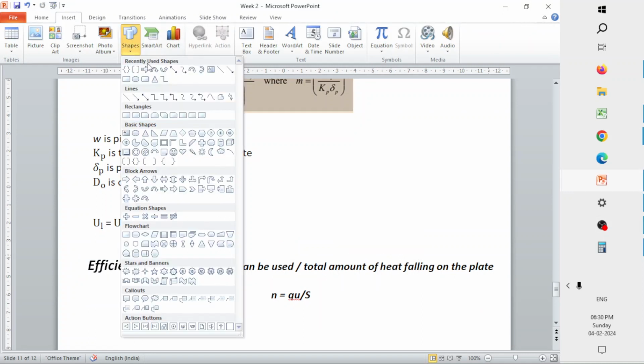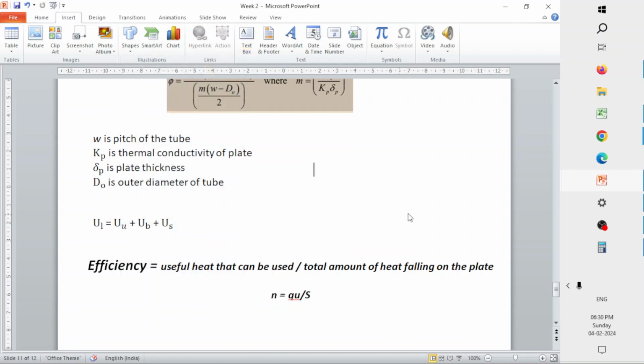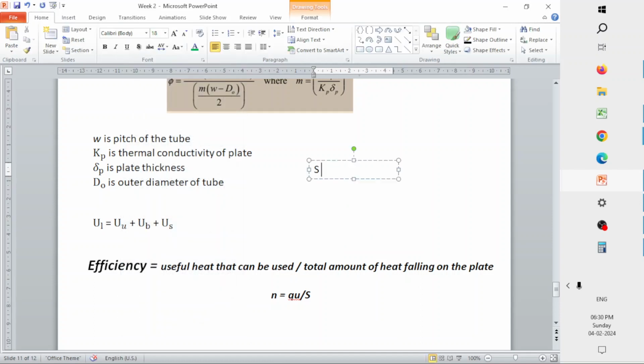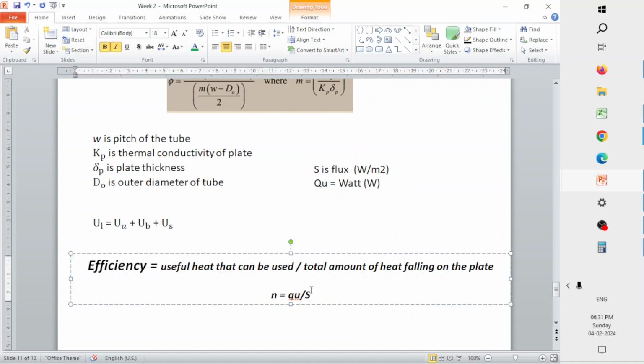So that is not the heat, that is basically the solar flux. So that is not the intensity. So S is flux. So that has a unit watt per meter square. And the QU is heat, that is the useful heat. So that will be in terms of watt. Yes. So you need to multiply this with AP, that is your area of the flat plate collector.